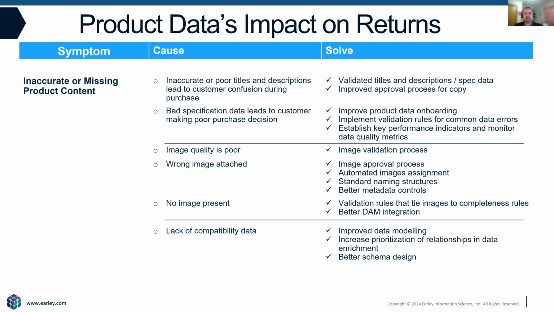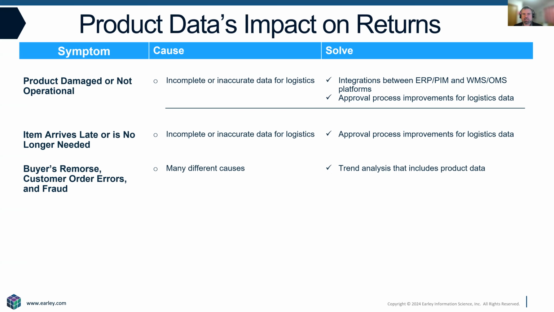Yeah. Okay, I'm going to move us on to a couple of the other reasons that customers return products. And again, these are more tangential to product data. There are ways that you can use product data to do analytics. So let's say product damaged or not operational. Generally, that ends up being a logistics issue. Now, it's a logistics issue where it was going to get damaged no matter what, and product data has no play in it.